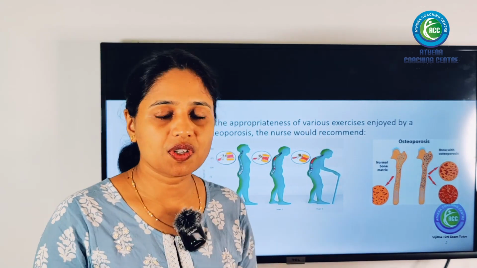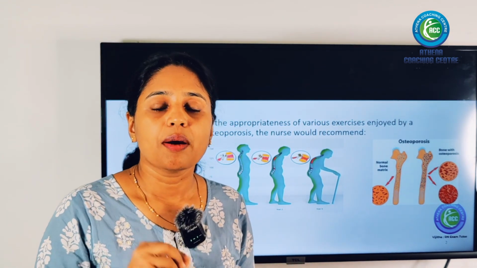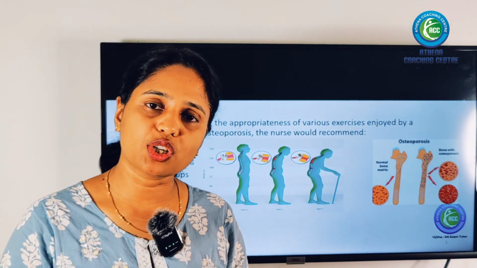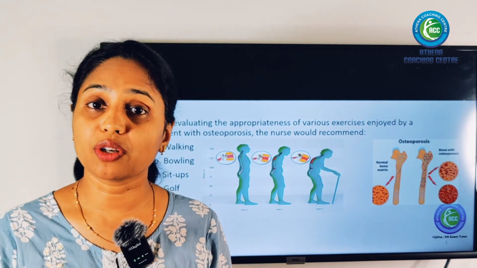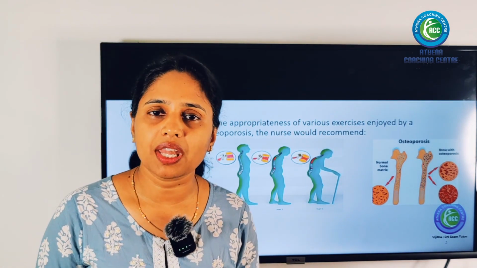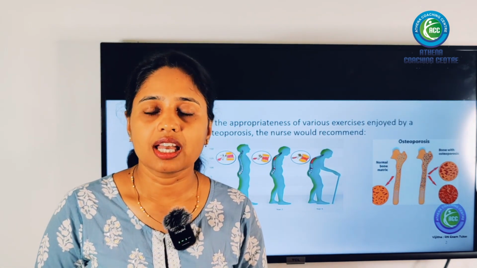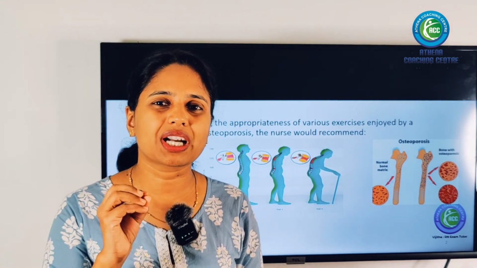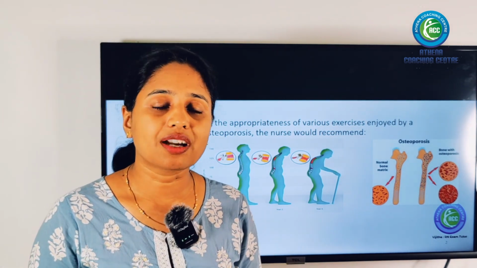So in osteoporosis what happens? Inside the bone a number of holes are formed. Why? Because of deficiency of calcium, or deficiency of vitamin D, or some persons are not eating a proper amount of calcium. There are multiple reasons for osteoporosis. The entire bone will become very weak and fragile, and it may break very fast.